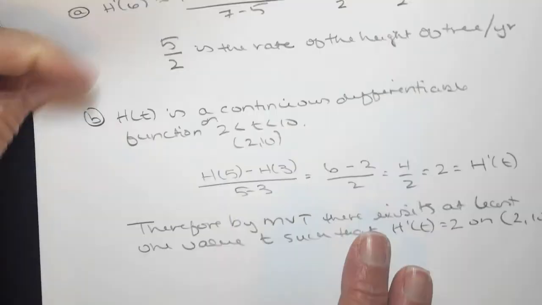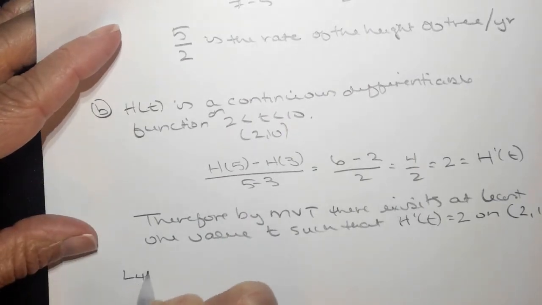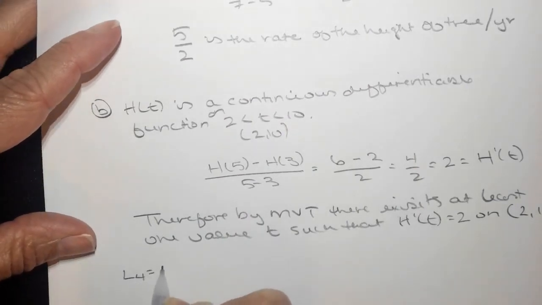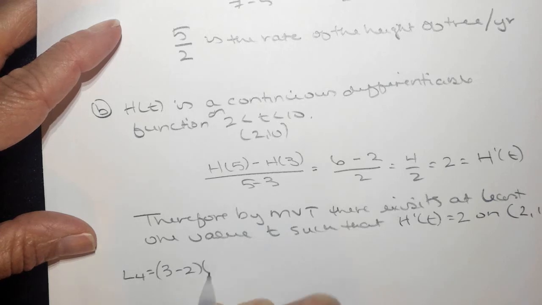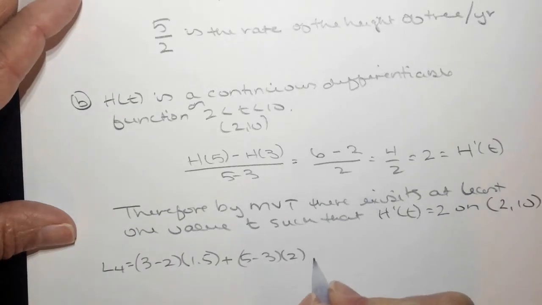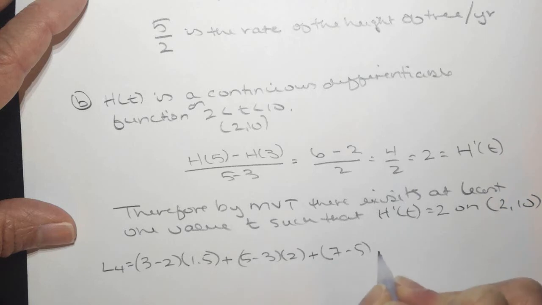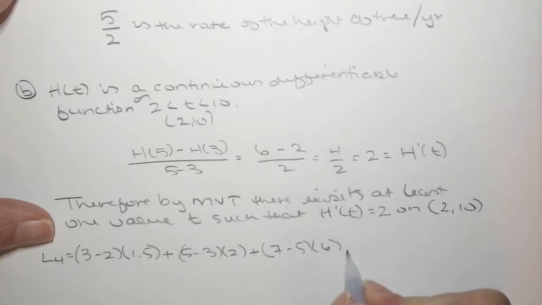So let's do that first. So we're going to say L sub 4 is equal to 3 minus 2 times 1.5 plus 5 minus 3 times 2 plus 7 minus 5 times 6.